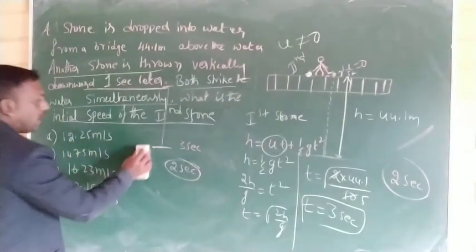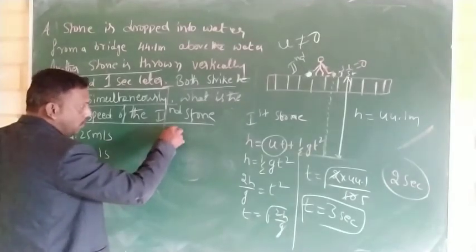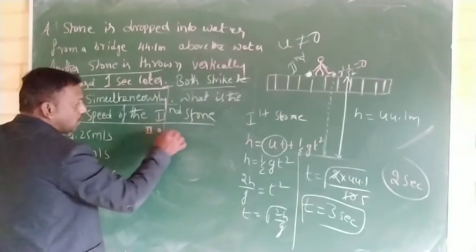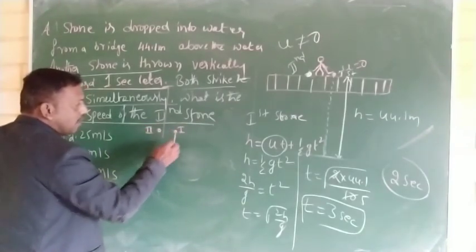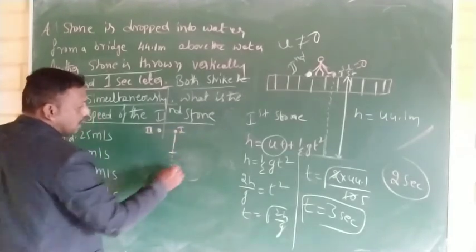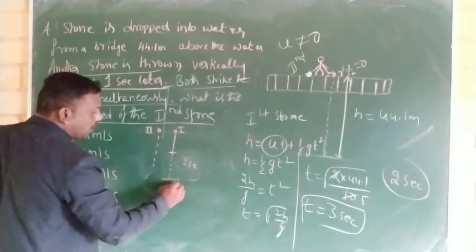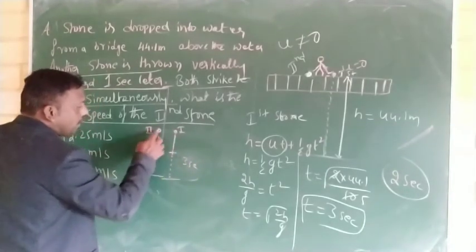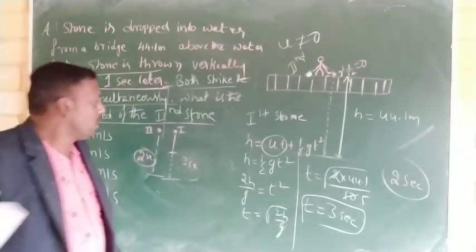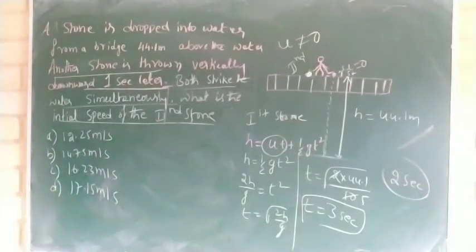For example, now I drop the first stone. After 1 second, I throw the second stone. This is first and second. The time taken by the first stone to reach the water is 3 seconds, but the time taken by the second stone to reach the water is 2 seconds. Therefore, now calculate the initial velocity of the second stone.